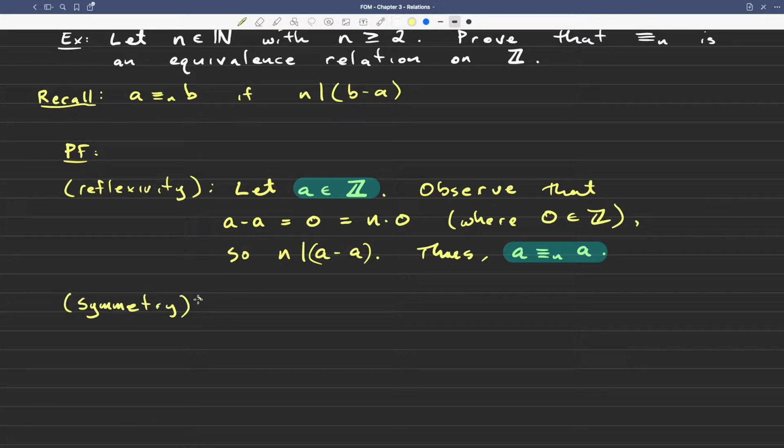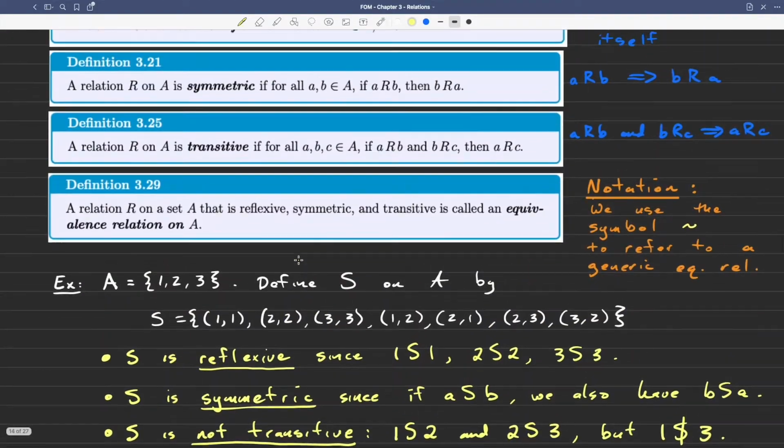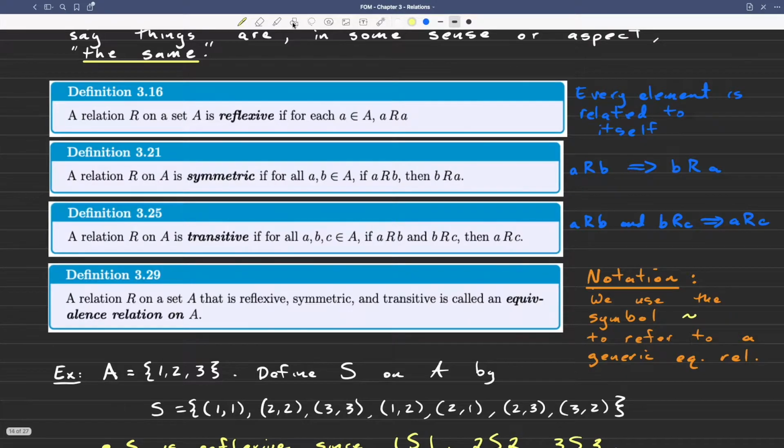To prove symmetry, let me remind you of the symmetry property. It's a universally quantified statement: for all a and b in the set, if a is related to b, then b is related to a. Because it's universally quantified, I have to start with 2 arbitrary elements in my set, and then I have to prove this conditional statement that has an if part. So I'm going to take 2 arbitrary elements and then assume the if part is true. So assume a and b are in my set, and assume a is related to b.